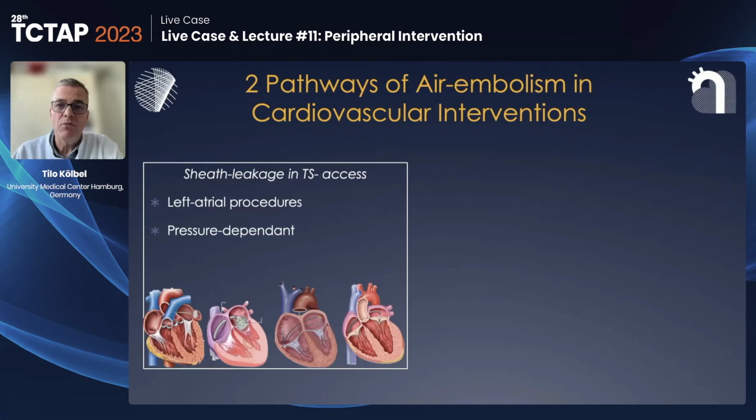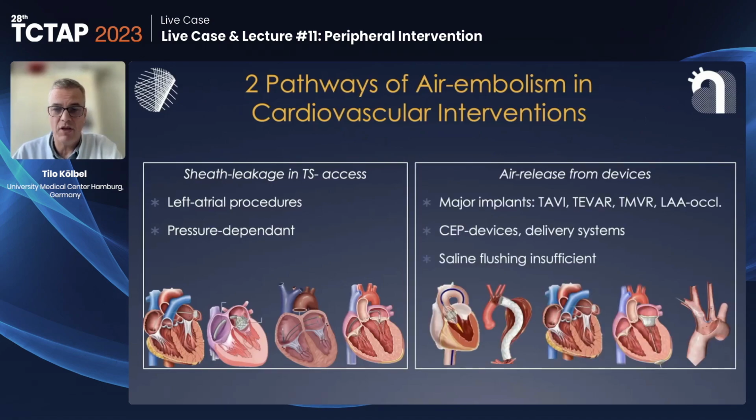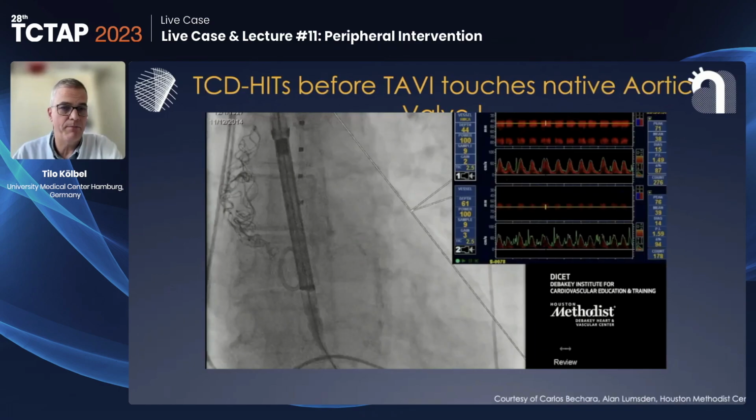There are basically two pathways of air embolism in cardiovascular interventions. One is through the sheath, and one is through the devices, which you see here. This is what we want to talk about mainly today.